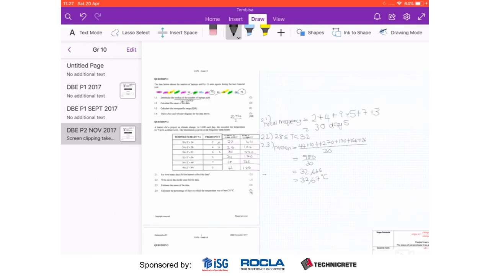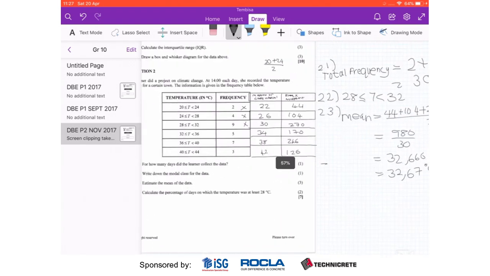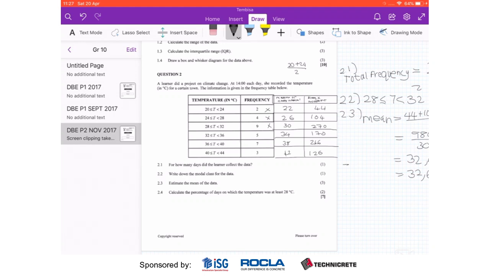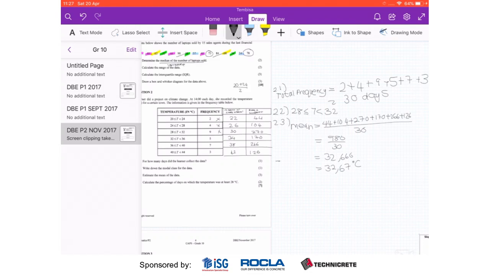Okay, the last one says calculate the percentage of days on which the temperature was at least 28. So we know from number 9, it was equal to 28 or higher. So we're going to add all of these and divide by 30 and times by 100, because we're finding a percentage. So 9 plus 5 plus 7 plus 3 over 30 times 100. So that's 24 over 30 times by 100. So it was greater than or equal to 28 for at least 80% of the days.